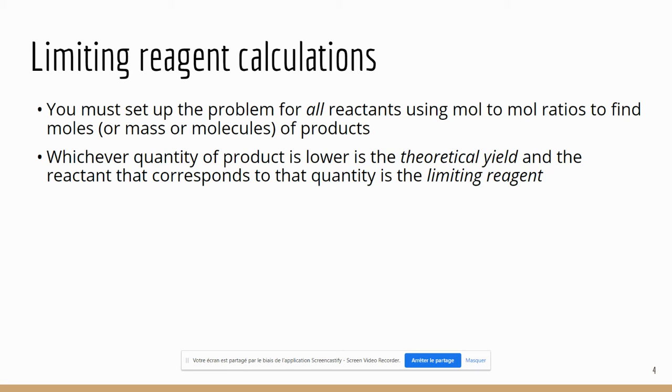Right, so this is just some reminders here. You must set up the calculations each time. You can't just assume that because the quantity in the reactant is lower that it will be limiting. While that is sometimes true, it is not always true. And then whatever quantity is lower, so let's say you get 2 answers, one's 100 grams, one's 75 grams, I pick the lower number, that's my theoretical yield, and whatever started that calculation is my limiting reagent.